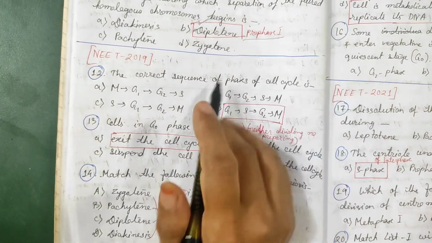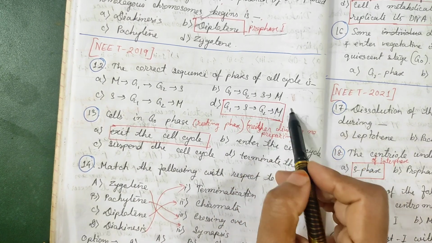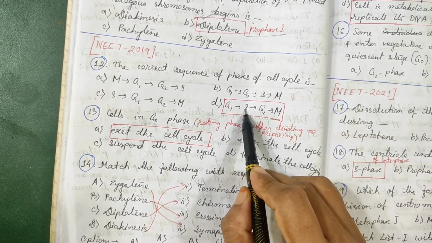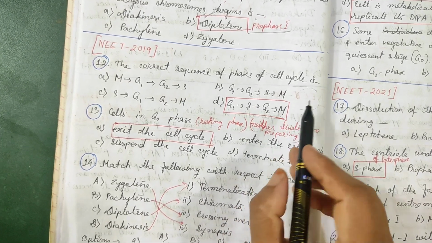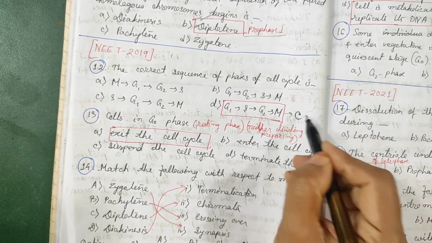Next question, 2019. Correct the sequence of phases of the cell cycle. The sequence of the cell cycle is always, remember, G1 means growth 1 phase, then the second one is S or synthesis phase, then the third one is G2 or growth 2 phase, and the fourth one is M or mitotic phase, and the last stage is the C phase or cytokinesis phase, okay.